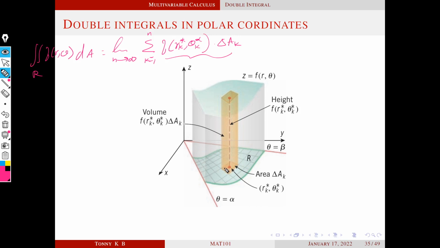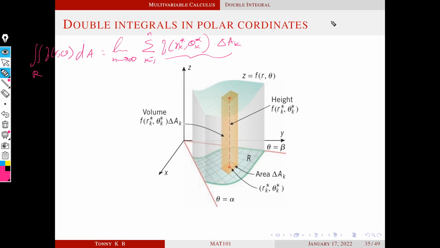This is nothing but the volume of this yellow solid shape. It's like a parallelepiped, but here its base is not a rectangle. It's a polar rectangle. Okay, and if you take the sum of all such volumes, that is approximately the volume of this region, and the approximation is better if n is very large. That's all. Okay, so now the only headache is how to evaluate delta A k.